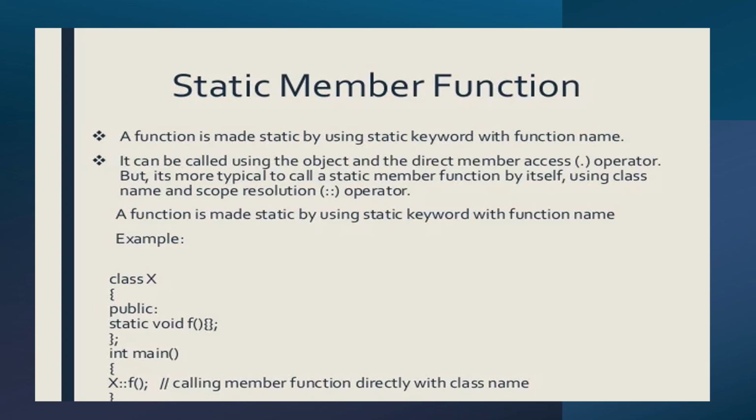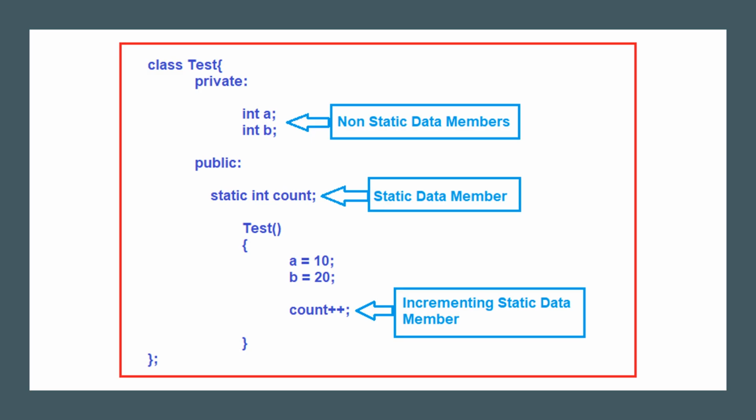Next, the static keyword, for example: class x { public: static void f(); }. Here the function name is f, and we are declaring it as static. In the main function, we call it using the scope resolution operator. This is the difference between non-static and static members. A non-static data member is a normal variable, for example int count, but once we use static, it is static int counter.